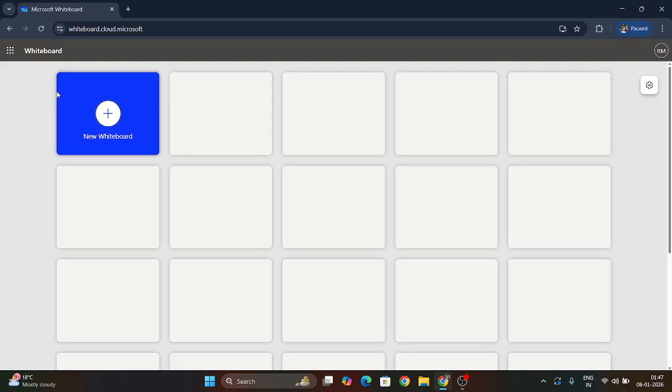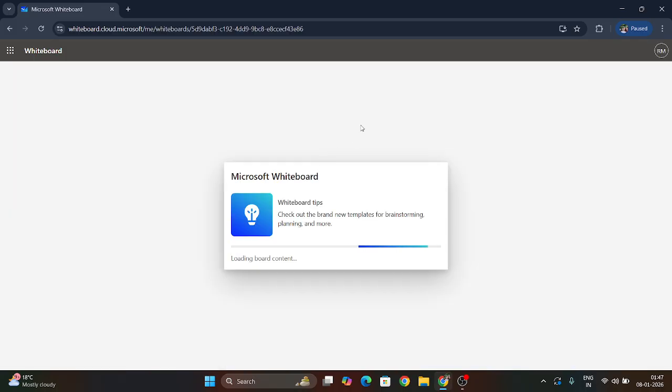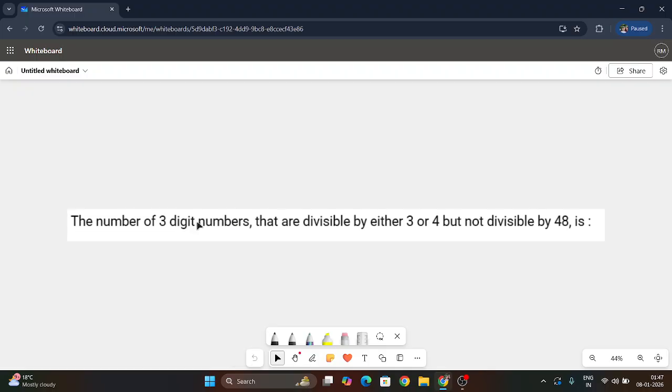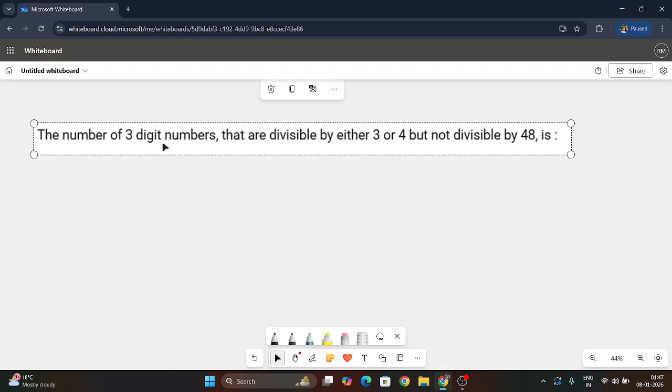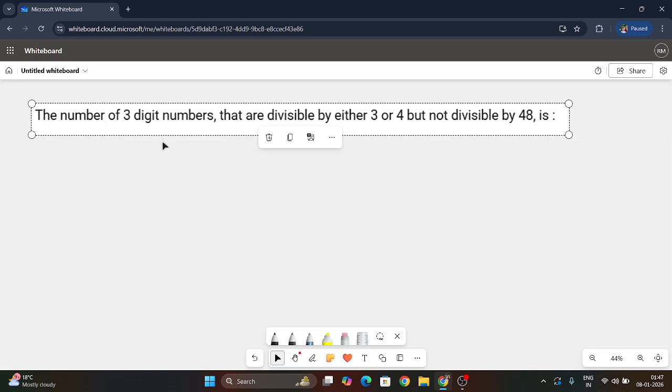So the answer of this question is going to be 72. Okay, let's talk about this problem. The question given is: find the number of 3 digit numbers that are divisible by either 3 or 4 but not divisible by 48.